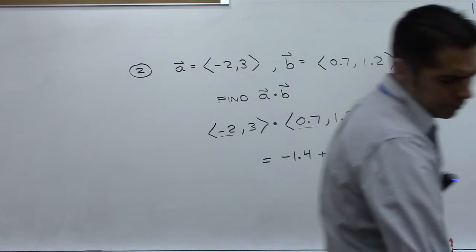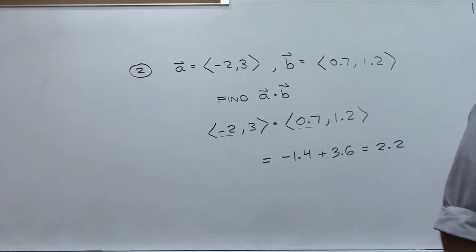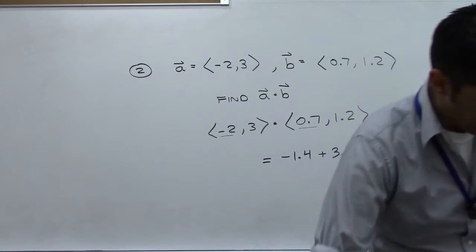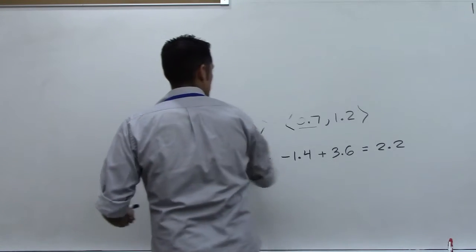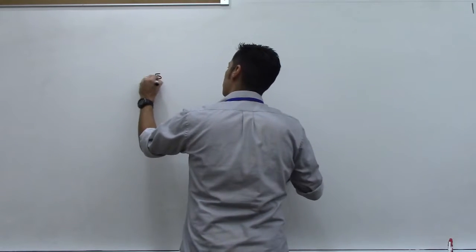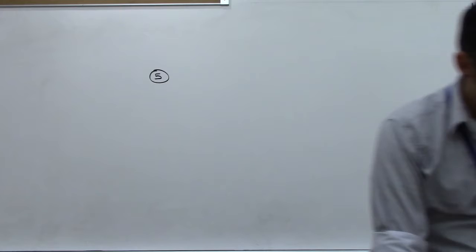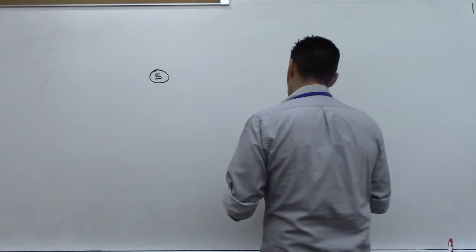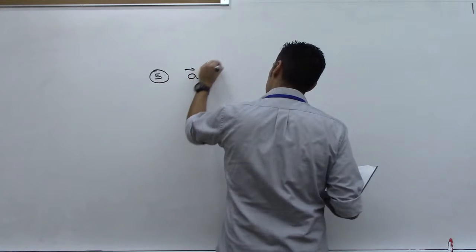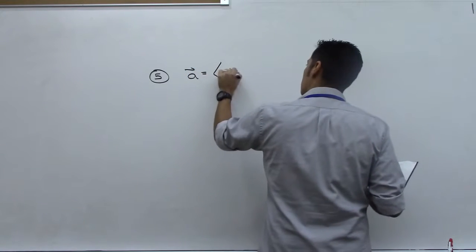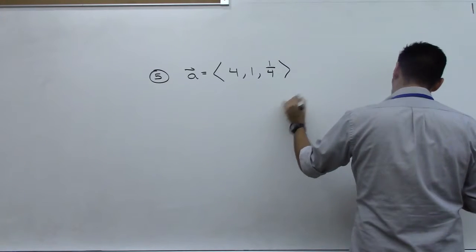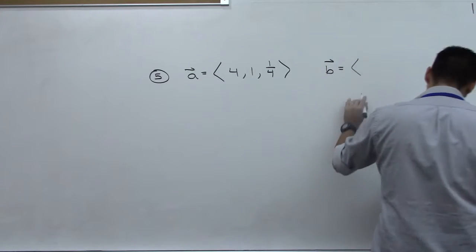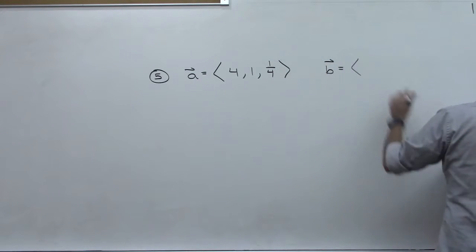So number 3 is pretty much the same way. Let me do number 5. So for number 5, you have two three-dimensional vectors. So we have the vector A, which is the vector 4, 1, 1/4. And the vector B, which is the vector 6, -3, -8.